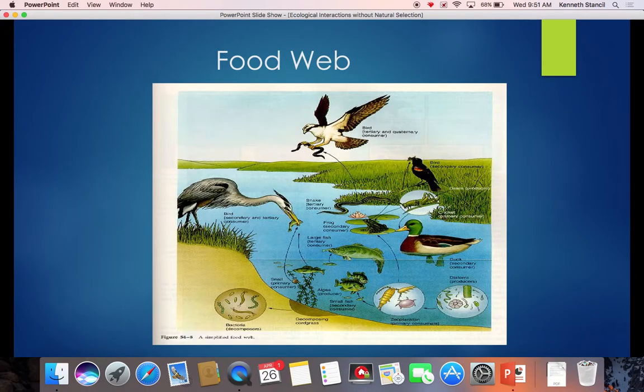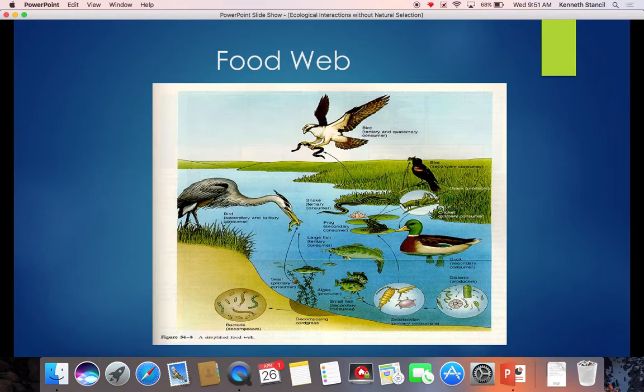Here we see a food web where there are interactions in between, okay? This bird can eat this small thing. It can eat this fish, but this fish can also eat this, and these fish eat this, and they're intertwined. In a food web, you have a greater chance of survival if something happens to an organism than if you're in a food chain.